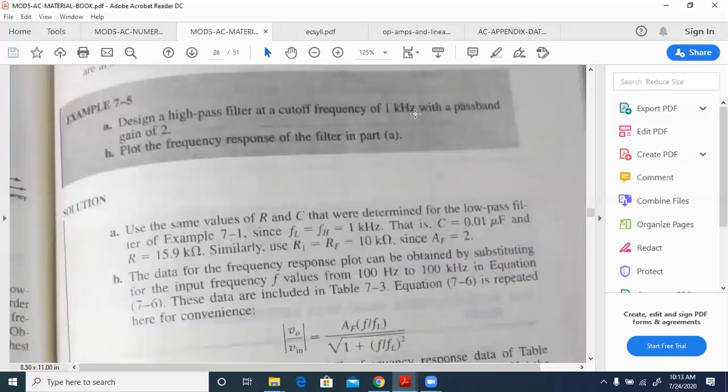Design a high pass filter with cutoff frequency 1 kilohertz and passband gain of 2. Plot the frequency response for part A. So FL is equal to FH is equal to FL. Let us choose 1 kilohertz and C equal to 0.05 microfarad. R will be equal to 15.